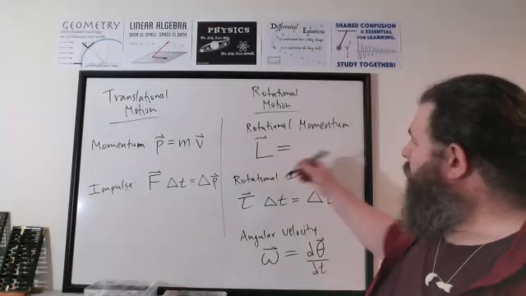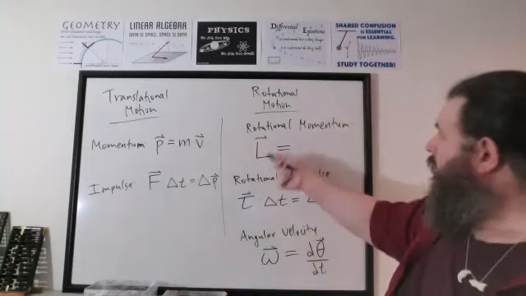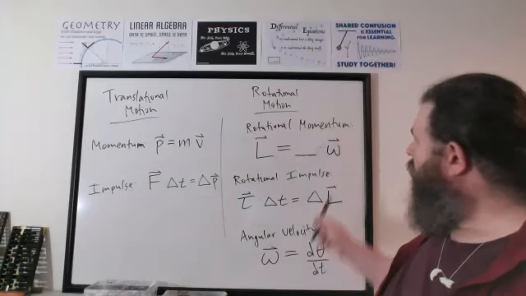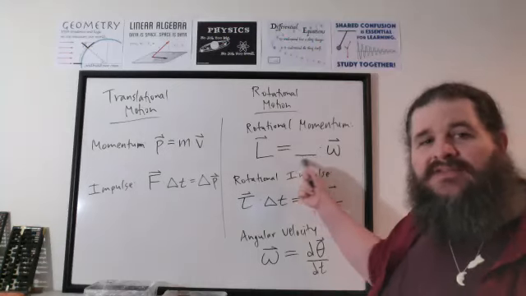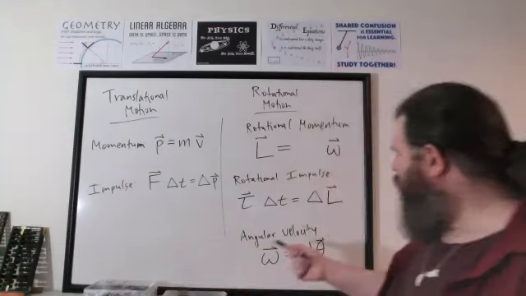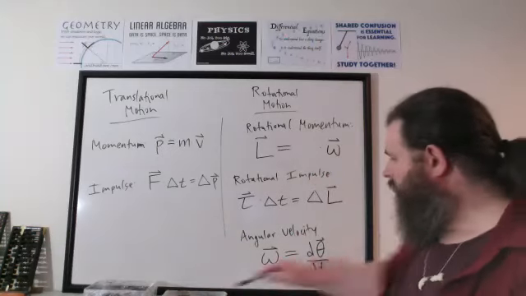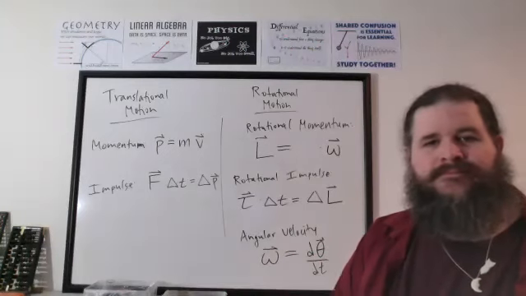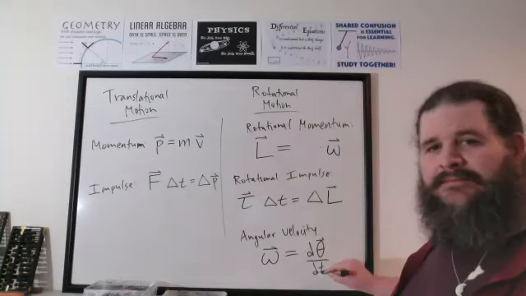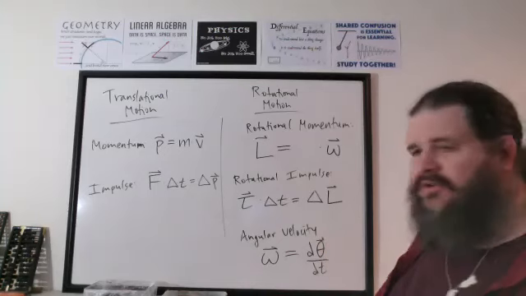We can define rotational momentum in the same way that translational momentum is something times translational velocity. Rotational momentum is something times angular velocity. The problem is, it turns out this can't just be mass. If you look at the units of measurement here, what's angular velocity measured in? Radians per second usually.